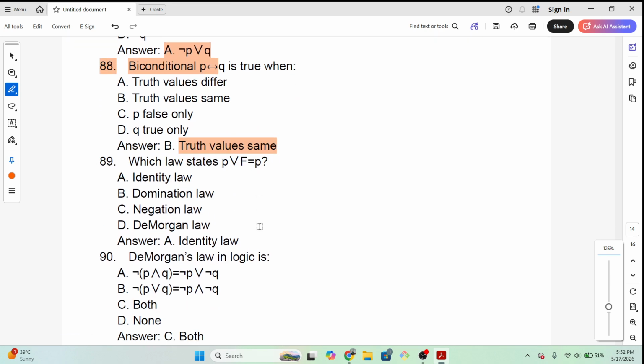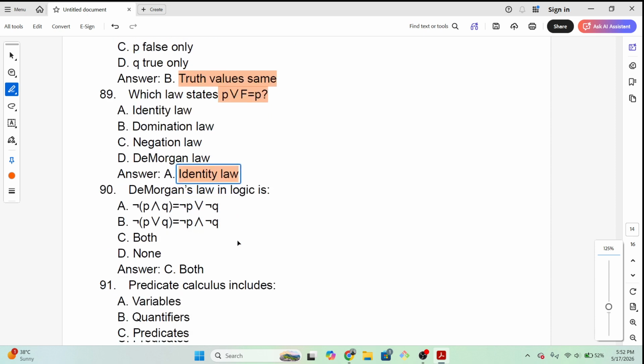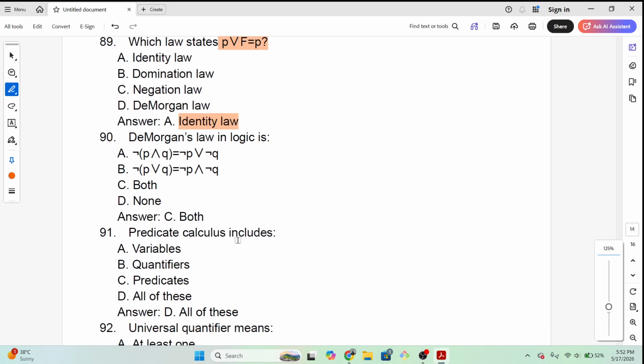Question number 90, we have 89, sorry. This law is called the identity law, okay? Identity law is this. In the other law, you know very well, this is De Morgan's law, okay?